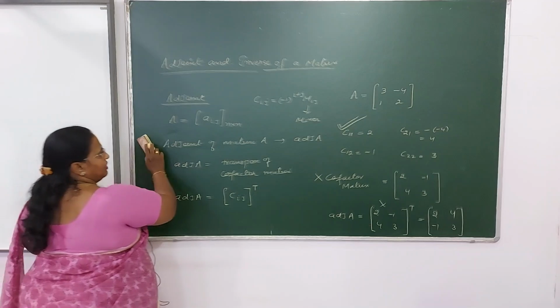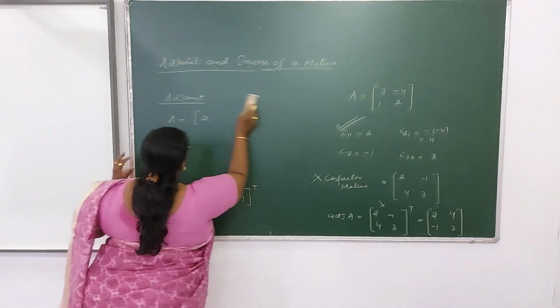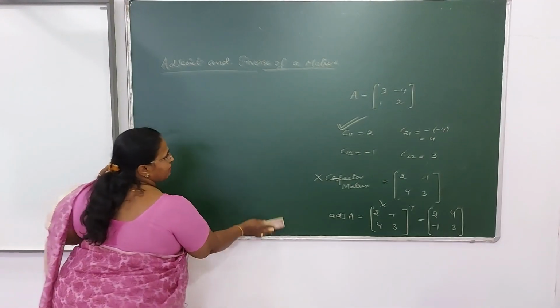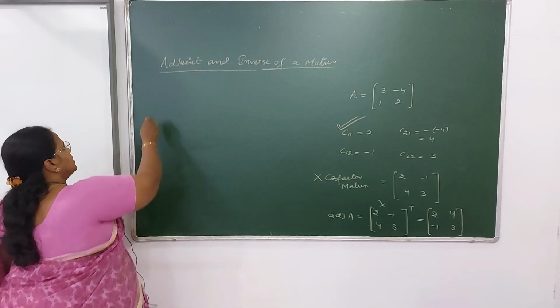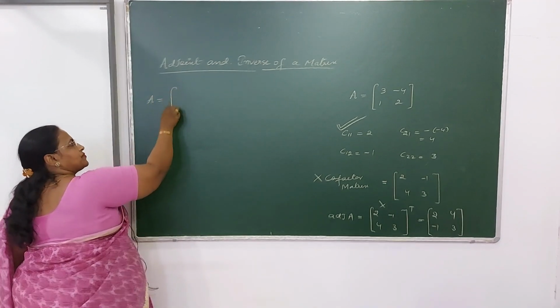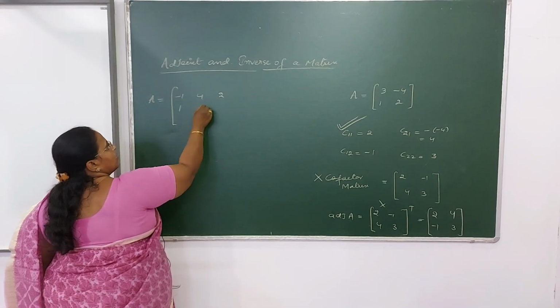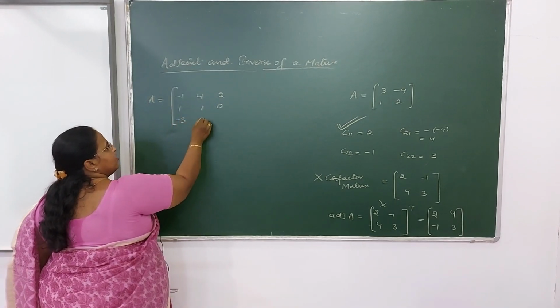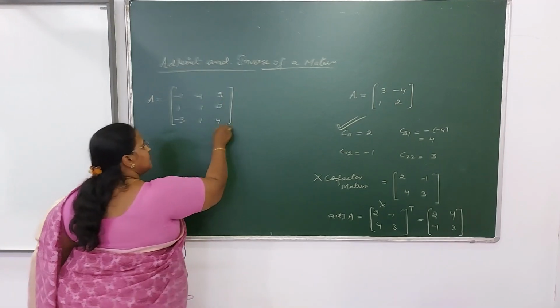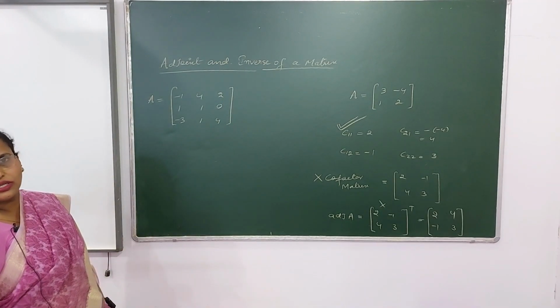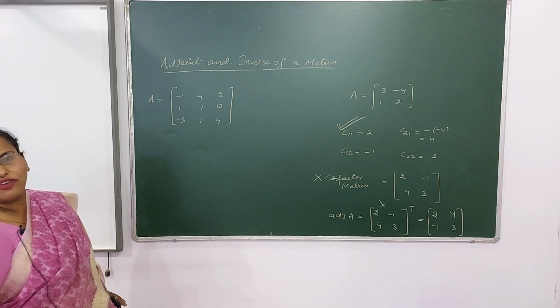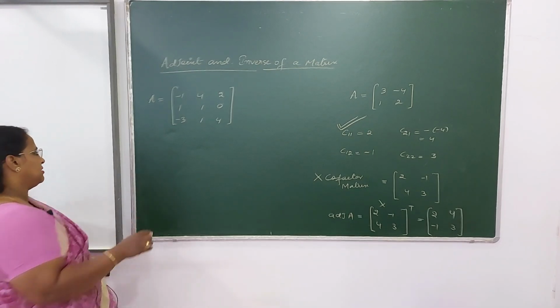Okay, one more example we can take. So this time let me take a square matrix of order 3. So let A is equal to minus 1, 4, 2, 1, 1, 0, minus 3, 1, 4. So this is a square matrix of order 3. Let us find out the cofactor of each and every element.